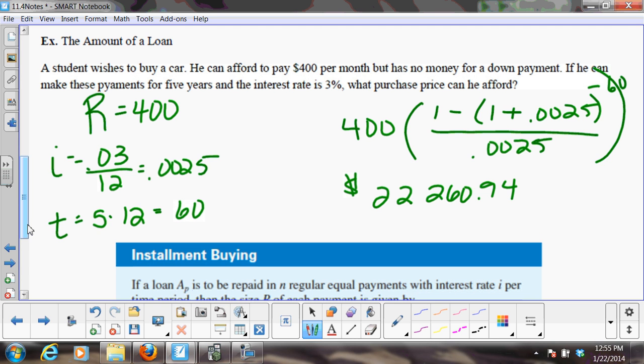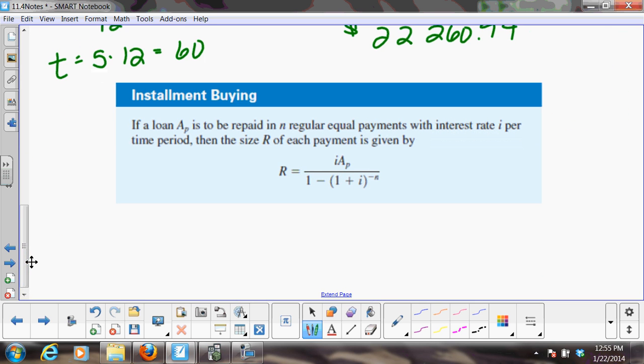Installment buying. It's the last piece. We have a loan that's going to be paid on regular payments. We're trying to figure out what the size of our payment is. So it's like the formula before, but it's just rewritten. It's the exact same formula as before, reordered so that we can actually find the size of the payment.